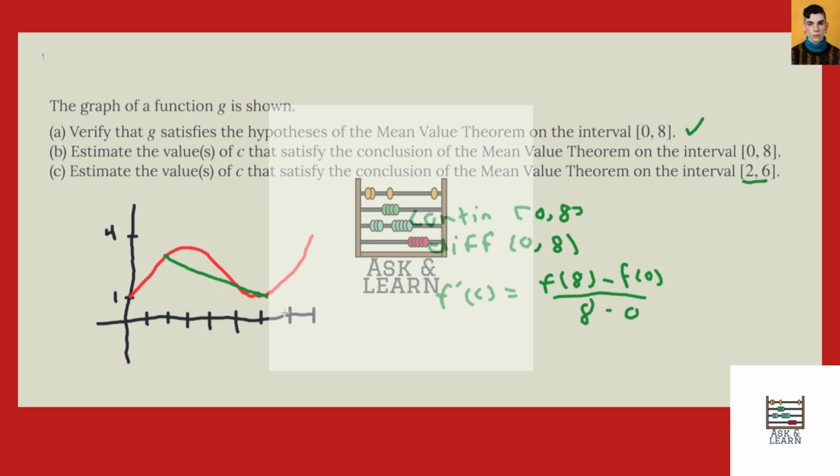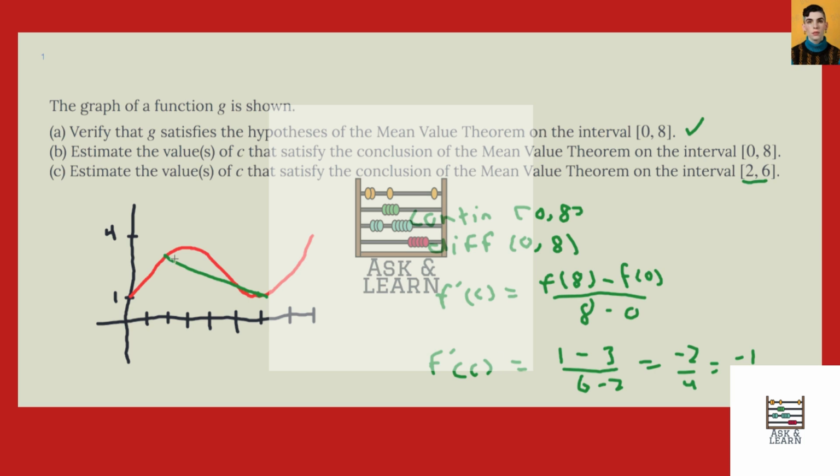And we can calculate this value. At this point, f of 6 is approximately 1, and f of 2 is approximately 3. So it'll be 1 minus 3, all over 6 minus 2. This gives us negative 2/4, which is really just negative 1/2. So that is the slope of this line, negative 1/2. Now we're looking for a c where the tangent looks like this slope. Since we're being asked to estimate, we don't have to find the exact value of c.